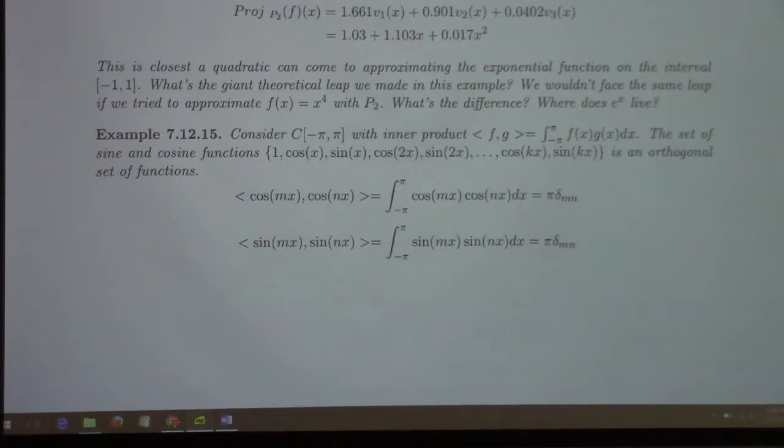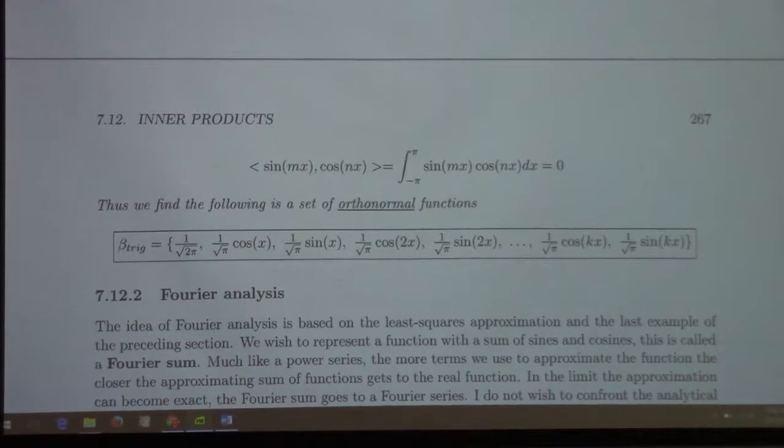One other important example, you could look at the span of trigonometric functions: 1, cosine x, sine x, cosine 2x, sine 2x, cosine kx, sine kx, and so forth. You can prove that sine and cosine are orthogonal to one another if they have different arguments, and to themselves if they have different arguments, like sine of 2x and sine of 3x are perpendicular on minus pi to pi, and so forth. So this is a basis of orthonormal trigonometric functions like this.